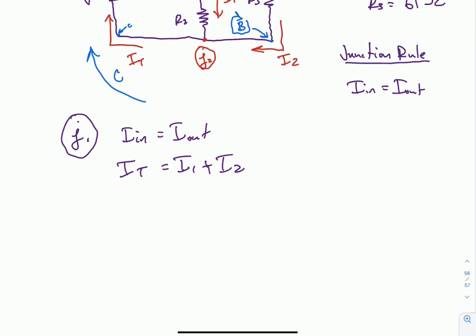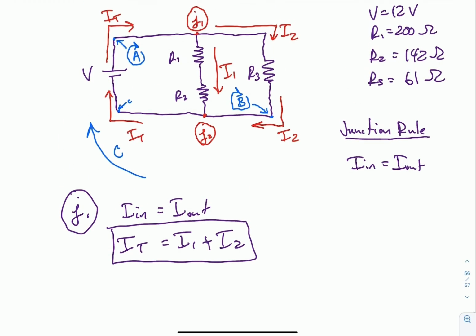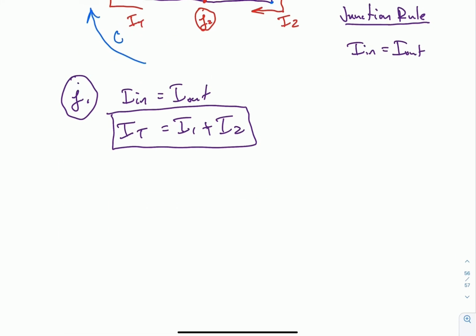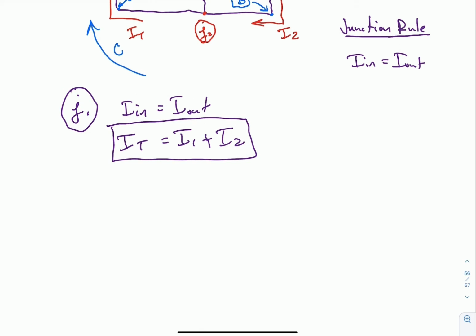So we're going to go ahead and just box this in. This is our first equation in case we need it. But obviously there are too many unknowns to solve this. We need to go ahead and apply our loop rules. So this was our junction rule.